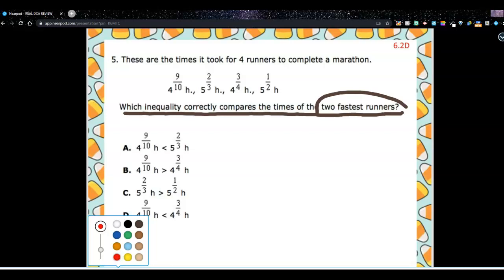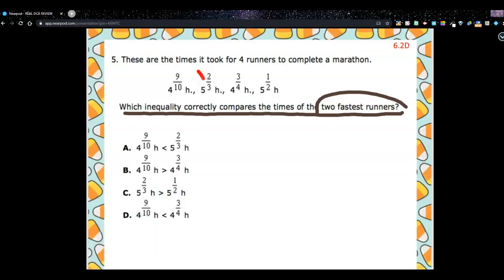All right, so that tells me I can get rid of the 2 largest numbers that are up here. I have 5 2/3 and 5 1/2. We don't need those numbers. That would be the slowest runners. Okay, and now let's check our answers. C has a 5 in it, and so does A, right? So right there, I got rid of half my answers. But I still need to compare the numbers here.